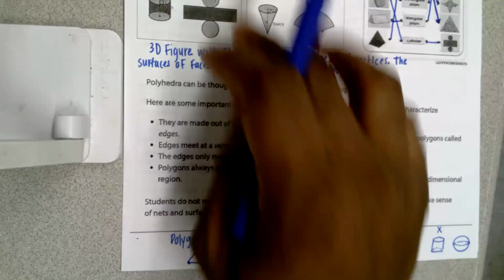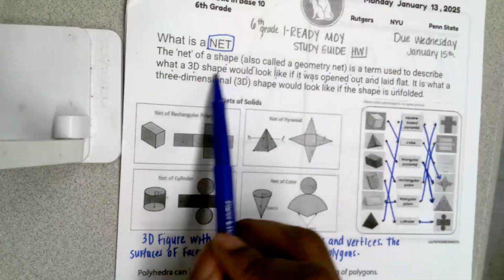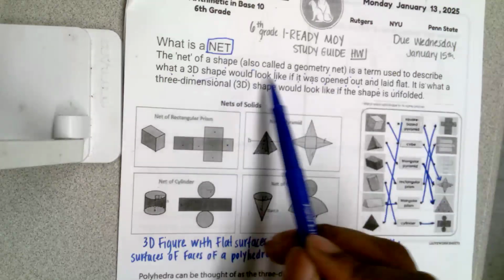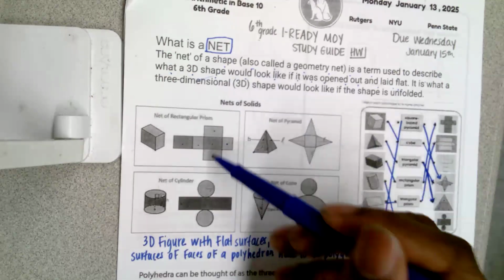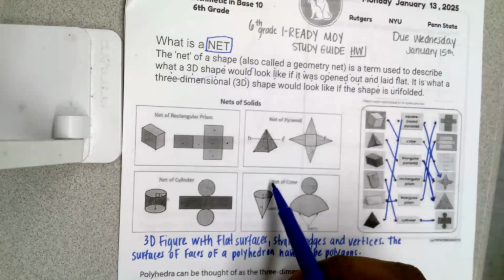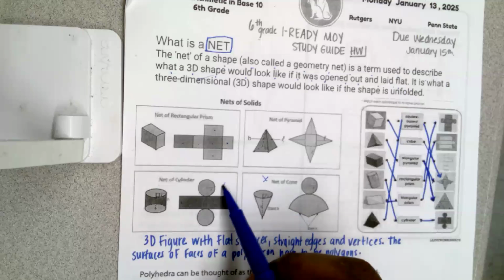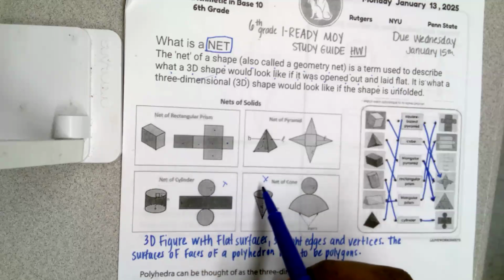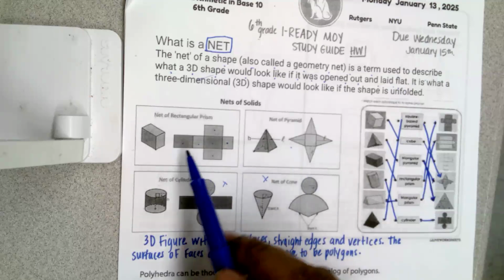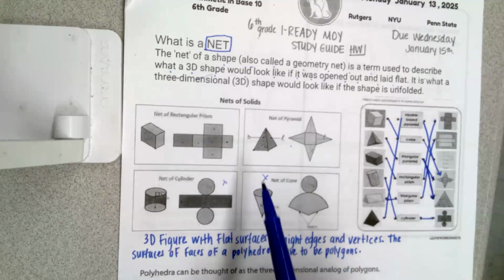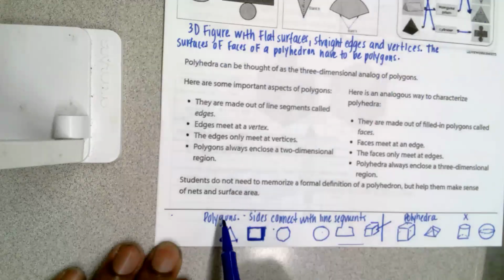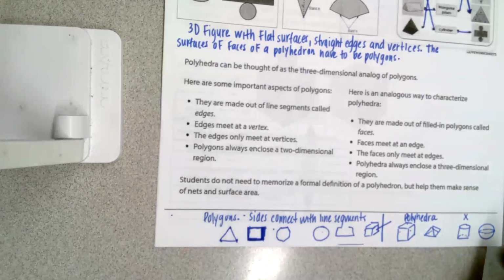So the net is, as we said, the 3D shape opened up, like these are nets. However, this is not a polyhedra, and neither is this, because it has circles. However, this is a polyhedra because all of the faces are polygons. All right, that's a good start. Let's go to the meat and potatoes.